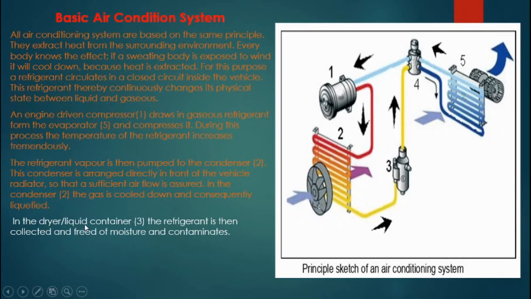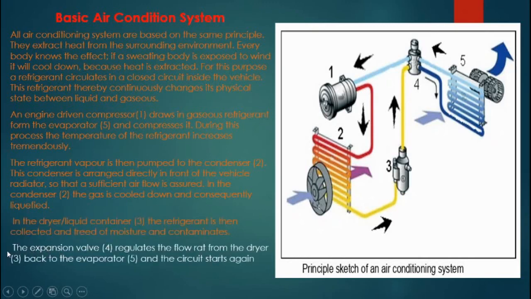In the dryer or liquid container, the refrigerant is then collected and freed of moisture and contaminants. The expansion valve 4 regulates the flow rate from the dryer back to the evaporator, and the circuit starts again. So what is the summary of this?